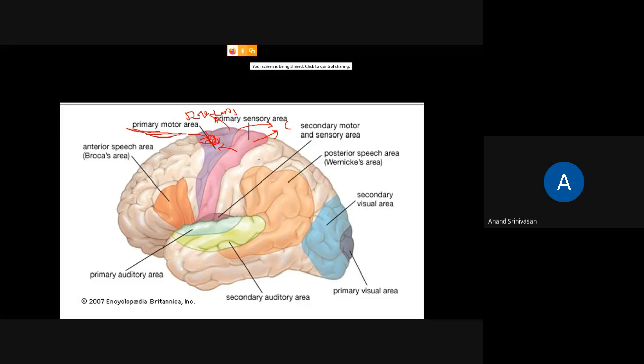The motor part then sends signals to the corresponding muscles of the leg through the spinal cord, and the person removes or shakes his leg to get rid of the insect. All this happens in microseconds. You cannot believe how fast it takes place. So the sensory is the post-central gyrus, whereas the motor is the pre-central gyrus. Any doubts in these two?